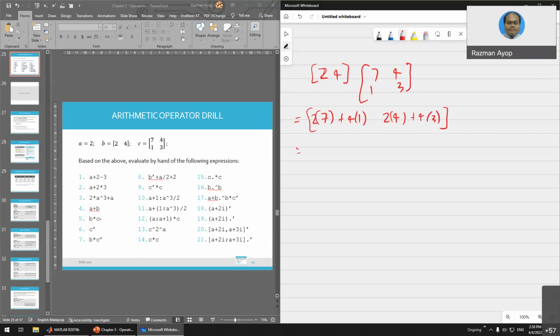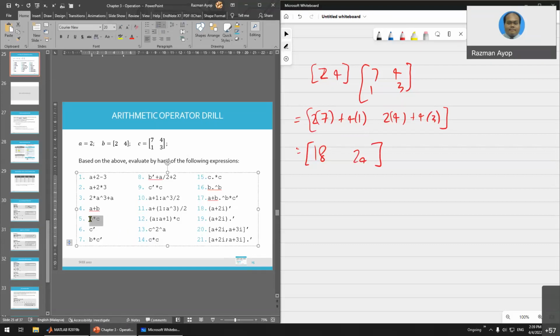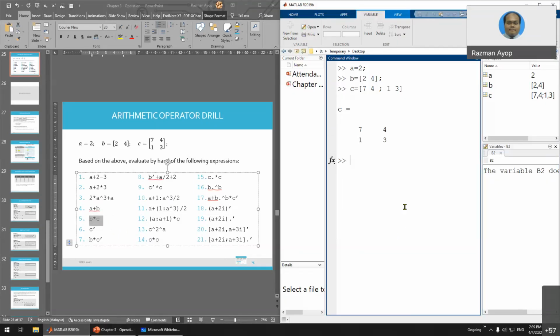So 14 plus 4 is 18, and 2 multiplied by 4 is 8, plus 12 is 20. If you want to check whether your answer is correct or not, just copy this, and you get the answer.